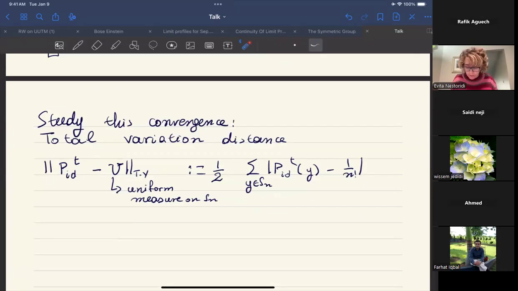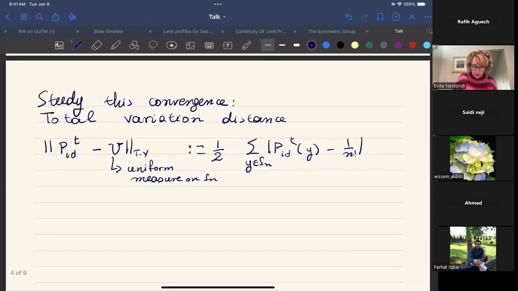consider between probability measures. And usually in Markov chain mixing, we consider all possible starting points, and we take the maximum of the total variation distance with respect to the starting point. We will not have to do it for this talk.